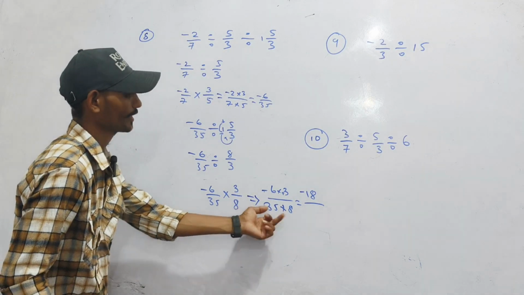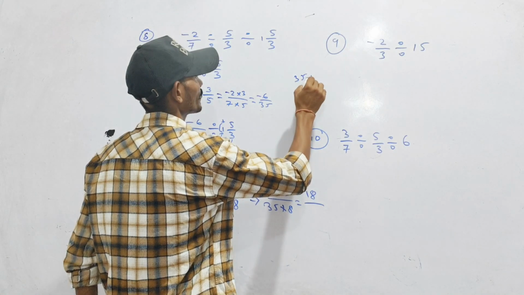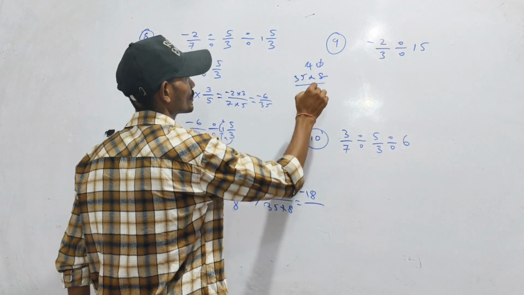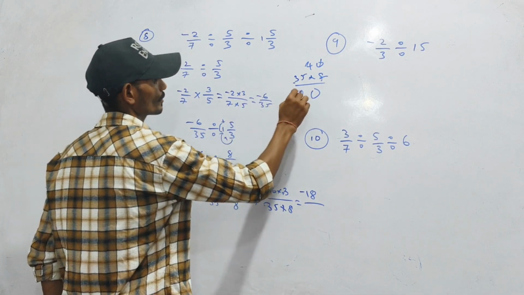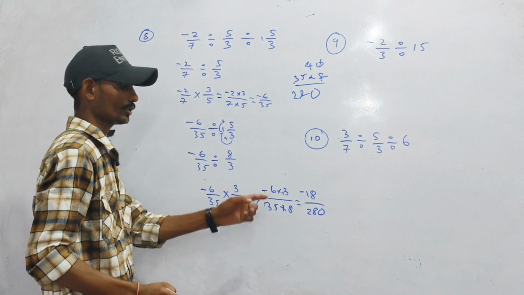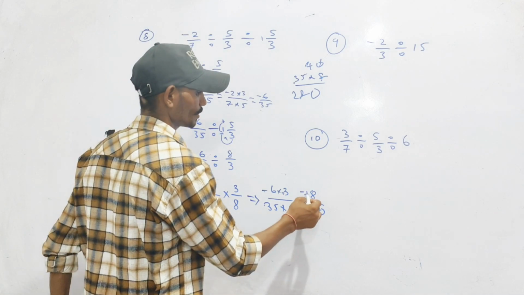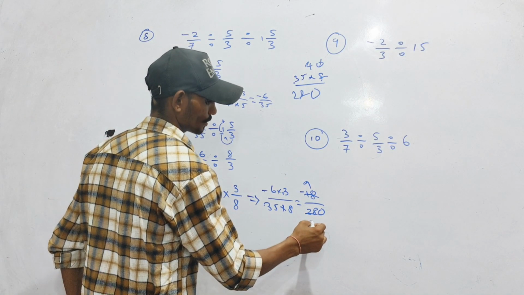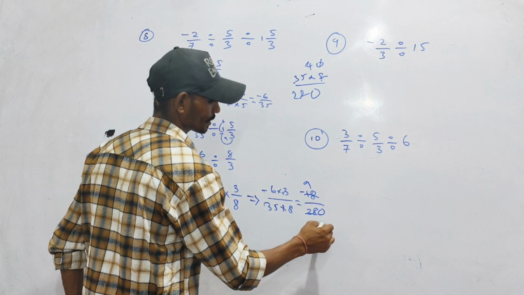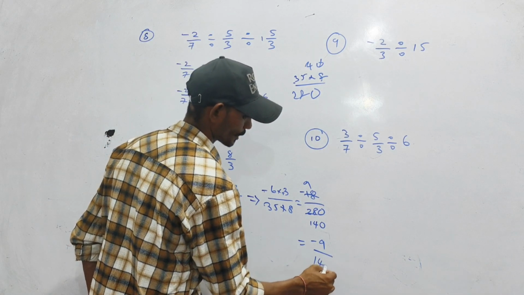Next 35 into 8, how much? 35 into 8: 8 5s are 40, 0, carry 4, 8 3s are 24, 28, so 280. This we are going to simplify. These two numbers are simplified by a single number. 2 9s, next 2 1s, 2 4s, 0. Next answer, how much? Minus 9 by 140.